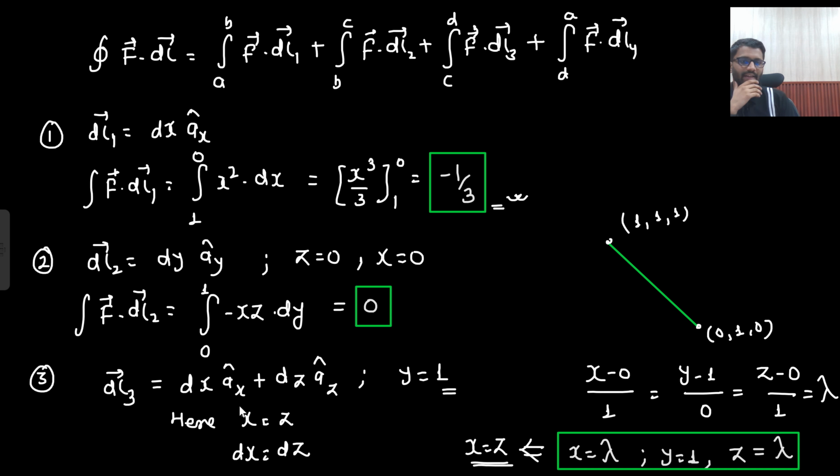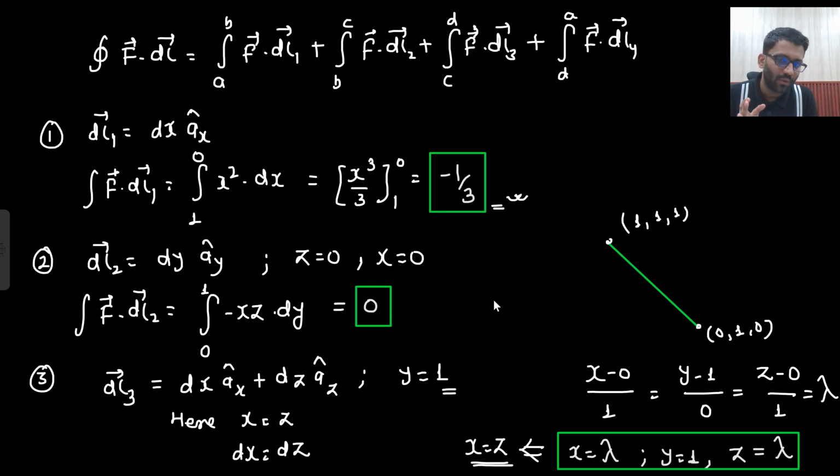This is my DL3, dx ax cap plus dz az cap. Y is equal to 1, that is fixed. Till this point everything is clear because x and z both are changing, y is fixed. Now from the equation I get to know that x is equal to z here. So dx is equal to dz here. No doubt about that.